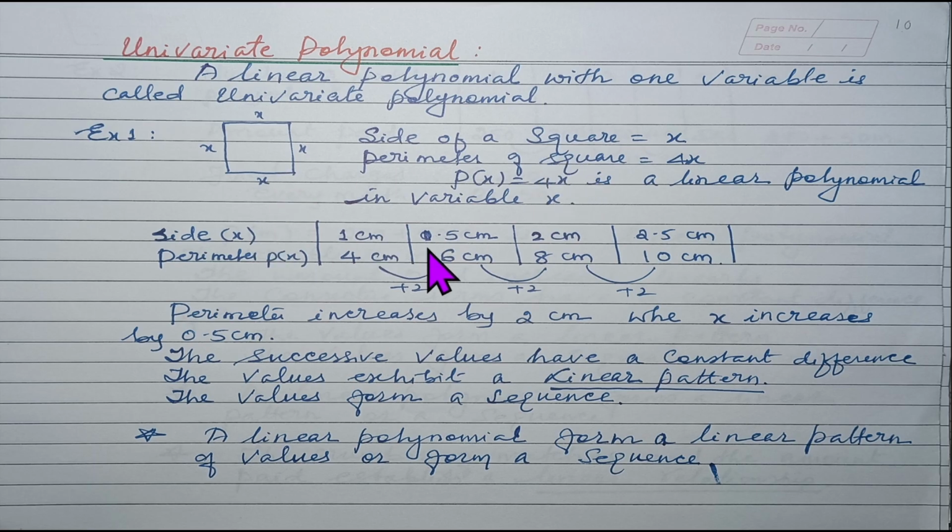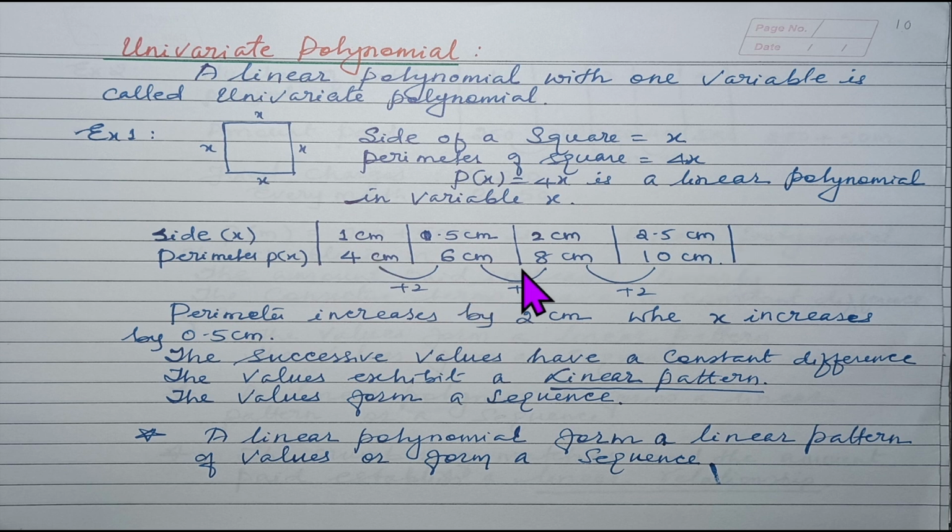Now let us take a few examples here considering different values of x. So we have side, if it is 1 centimeter, definitely the perimeter is 4 centimeter because 4 into 1 is 4 centimeter. If it is 1.5 centimeter, the perimeter is 6 centimeter. If the side is 2 centimeter, the perimeter is 8 centimeter. And if the side is 2.5 centimeter, the perimeter is 10 centimeter. Rather, the perimeter is a function of the side or x. P(x) is a function of x. The perimeter is a function of the side of the square, and that is very clear.